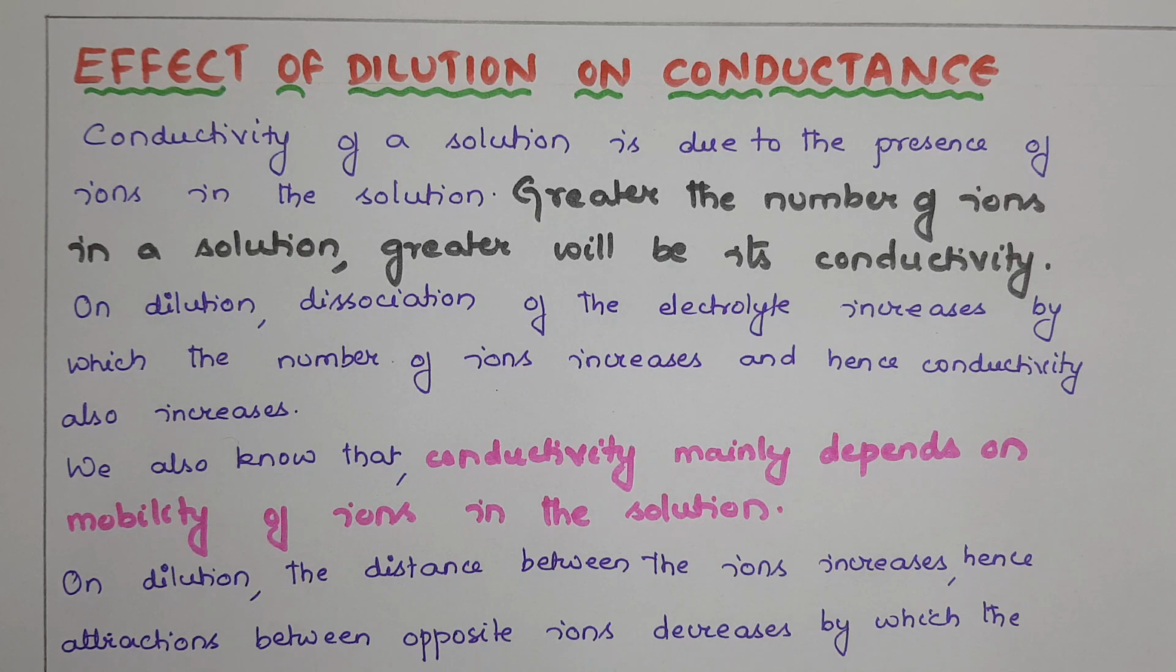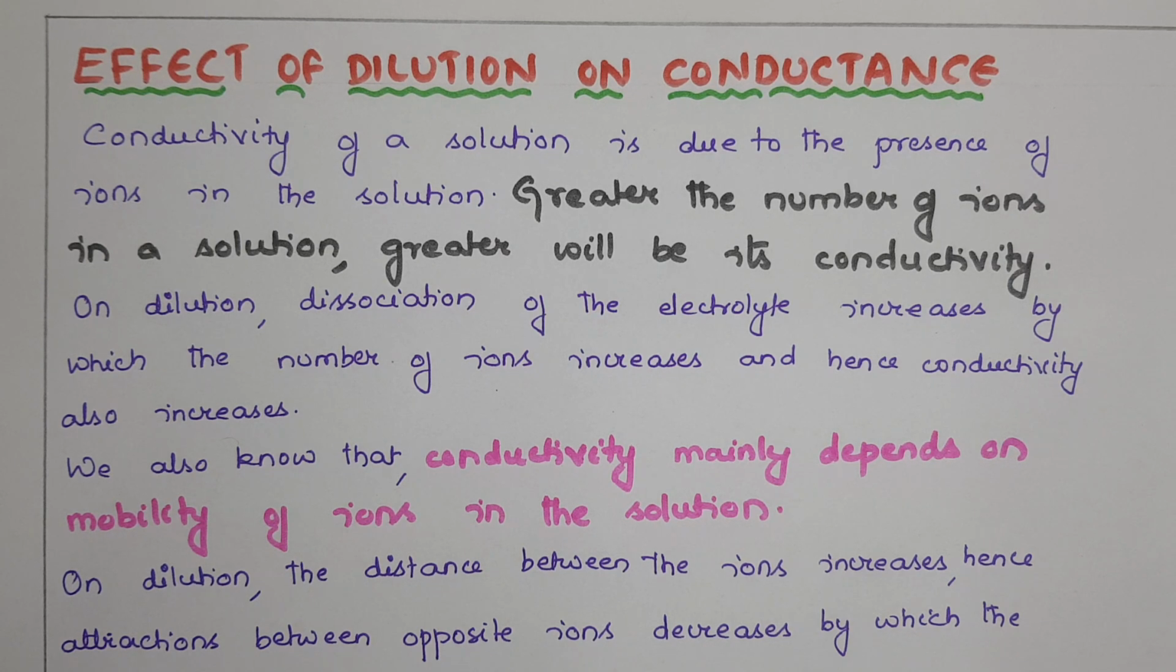Now, greater the number of ions in a solution, greater will be its conductivity. Blindly, you can write this sentence. So, greater the number of ions, greater will be the conductivity. Now, on dilution. What is meant by on dilution? Suppose if you add some water to the solution, what happens? Dissociation of the electrolyte increases.